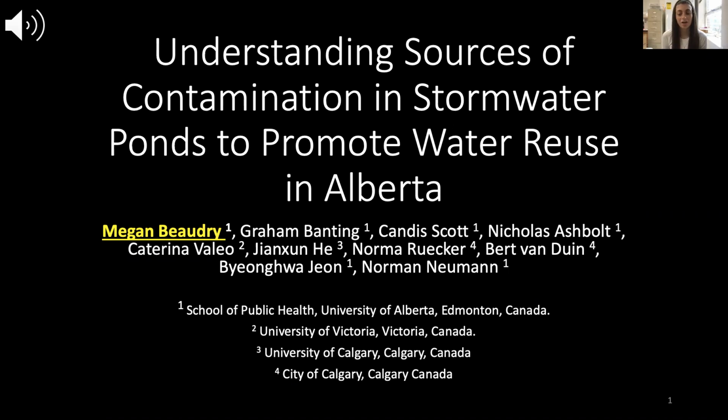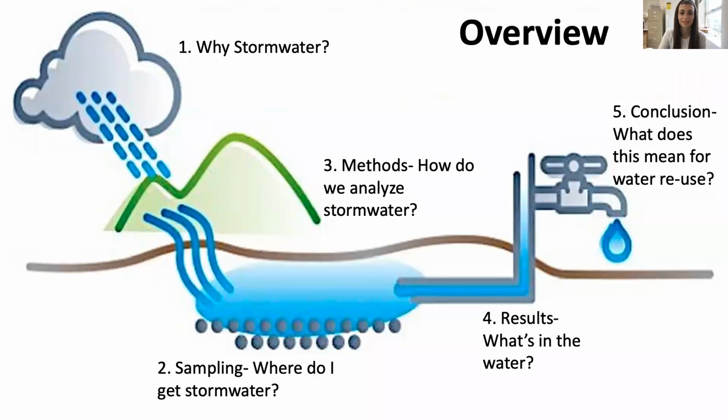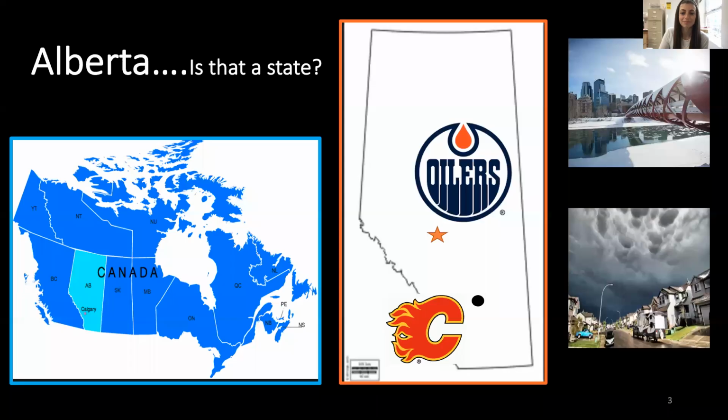Today I'll be presenting on some of my master's thesis work, which I did at the University of Alberta. The presentation is called From Nuisance to Resource, Understanding Bacterial and Microbial Sources of Contamination in Urban Stormwater-Impacted Bodies of Water. So first, I'll go over why we use stormwater. Then we'll look at how we sampled and analyzed the water. And finally, we'll look at some of the results on water quality, microbial source tracking, and enteric bacterial pathogens. Then we'll conclude with what all of this means.